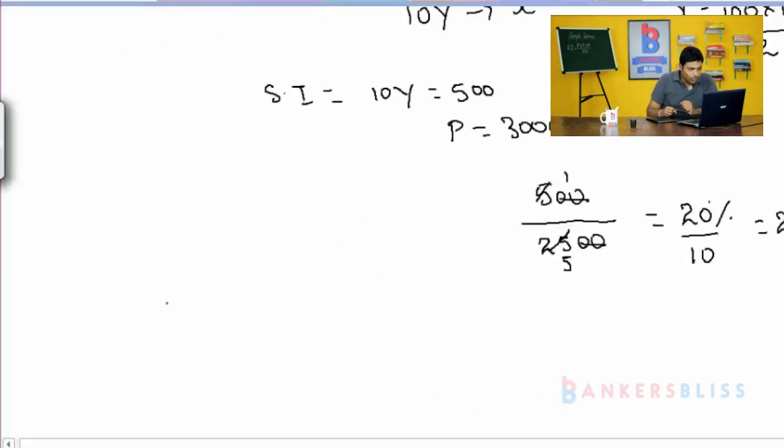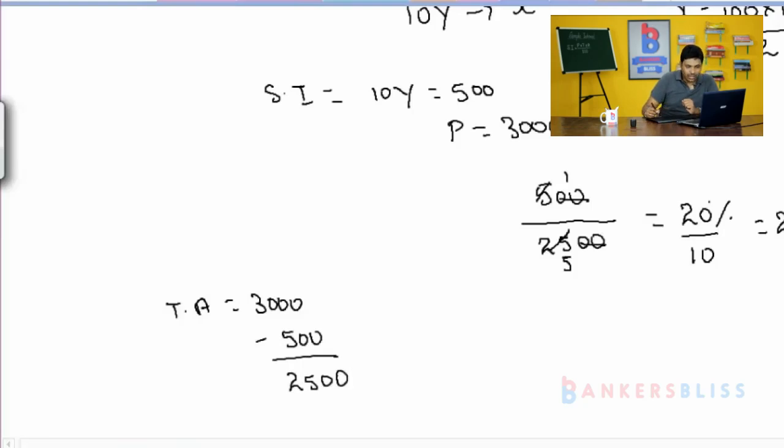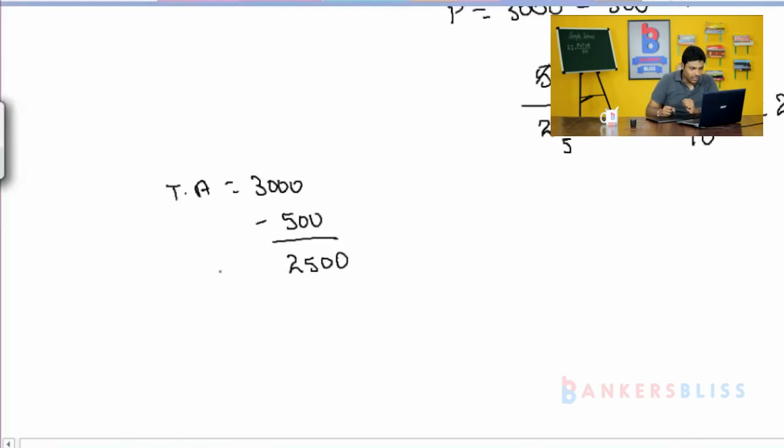So the total amount for 10 years will be 3000. In that 3000 rupees, if you subtract 500 rupees, that is the interest amount, you are going to end up with the principal amount, that is 2500. Principal is 2500, and 500 is the simple interest amount. So you got the simple interest, you got the principal amount, you got the time period, that is 10 years, now you calculate the rate percent.